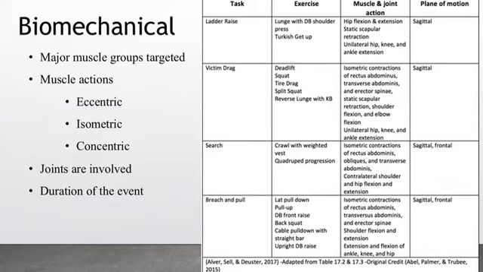All right, and then I'm not going to make you guys listen to me read through the rest. You can pause and take notes, but this is really going to help you if you can make a chart like this for your athlete and think about all of the movements that they do, what exercises would mimic that most, and then the muscle actions and joint actions and the planes of motions that they work in.